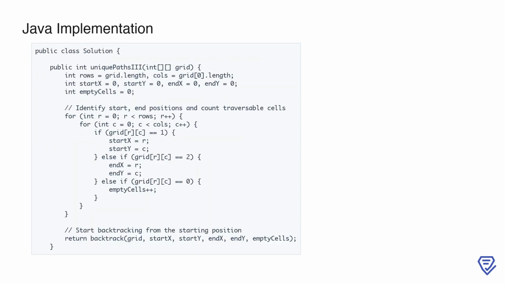In this implementation, we define a public method called uniquePaths that takes a 2D grid as input.